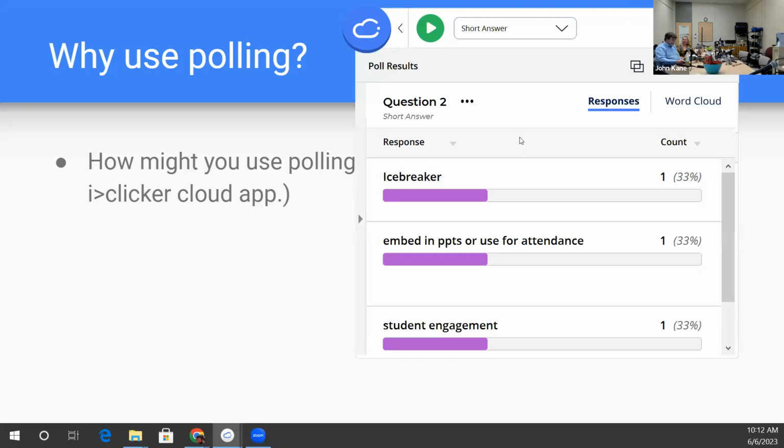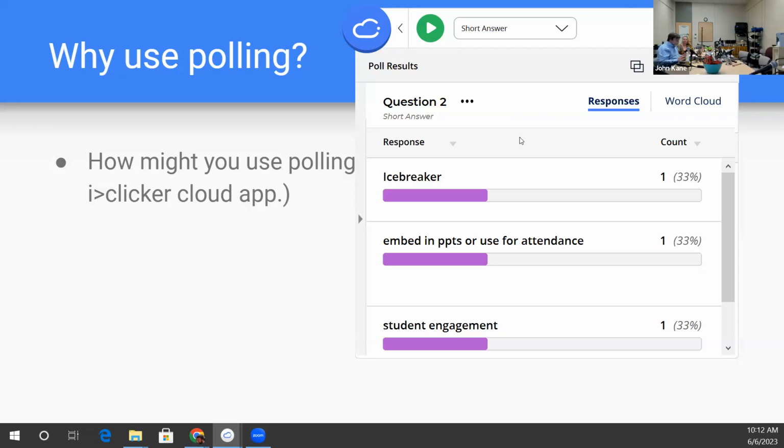And icebreaker activities, that's certainly a good use of it. You could embed in PowerPoints for use for attendance. If you're only going to do it for attendance, though, it doesn't cost the college anything. So if the students are only in your course, it's free if it's attendance only. When you create the course, you have that option.